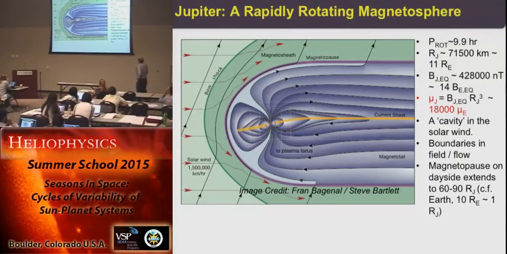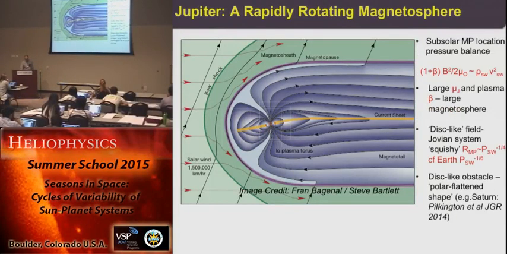So rotation is very fast, period just under 10 hours. The planet itself is something like 11 Earth radii in radius. Magnetic moment, almost 20,000 terrestrial units. And typical magnetopause size, something like 60 to 90 R Jupiter on the dayside boundary. Okay, and as Fran mentioned, the magnetospheric compressibility of Jupiter indicates that the system is very squishy.